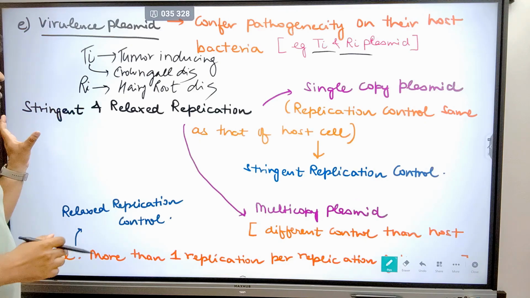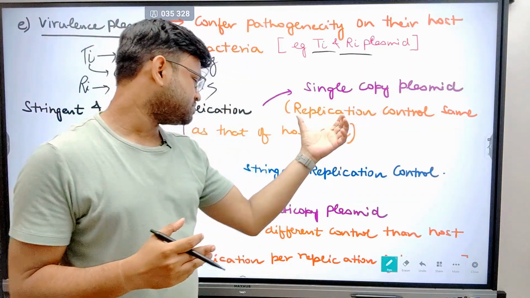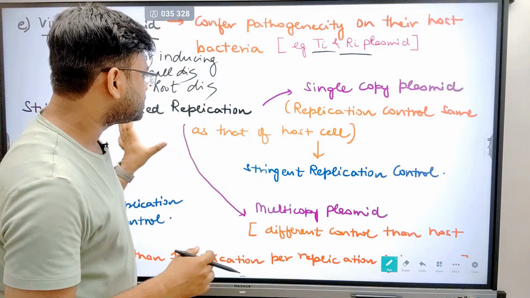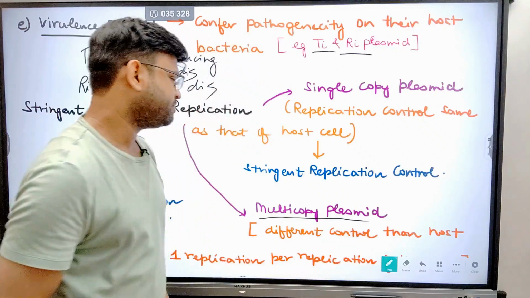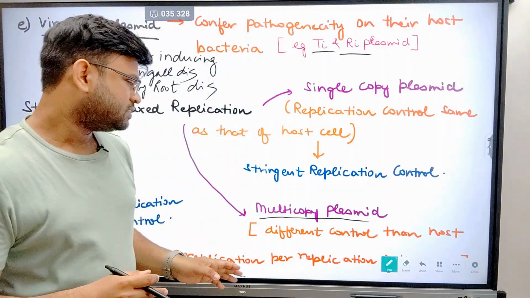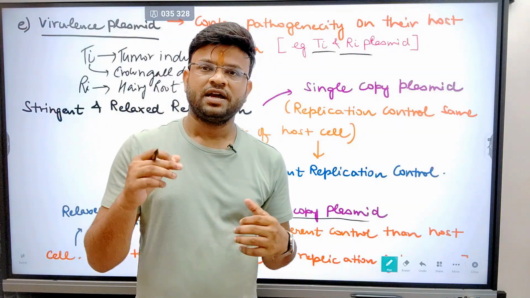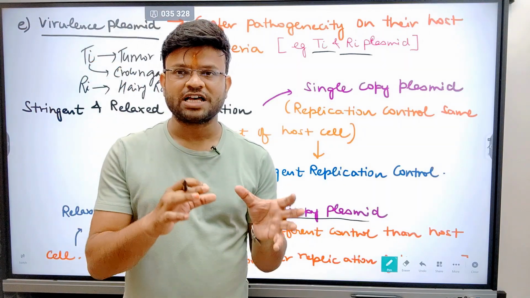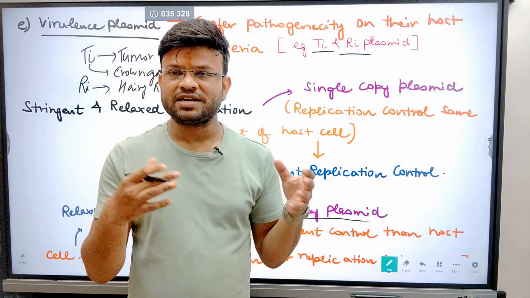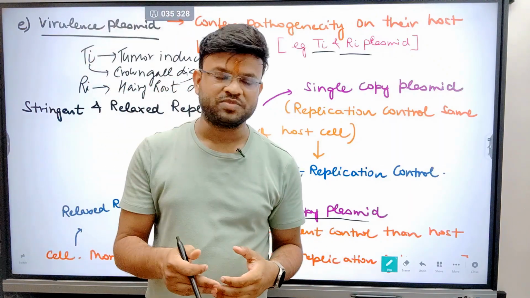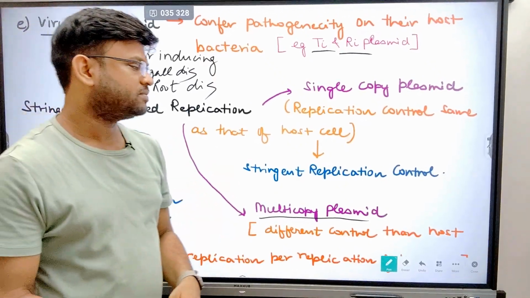Now coming to another method of classification, plasmids can also be classified on the basis of single copy plasmid and multi-copy plasmid. What does this mean? In simple terms, whenever a plasmid can make multiple copies, it is called a multi-copy plasmid. In a multi-copy plasmid, replication is under a different control than the host cell, with more than one replication per cell cycle. This means that it is not dependent upon the bacterial replication. The plasmid is present inside the bacteria, but its replication is not dependent upon bacterial replication. The bacteria can divide, let us say, one time, but the plasmid can divide more than one time. This is also called relaxed replication.